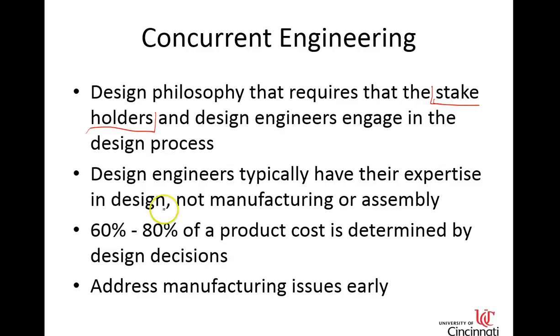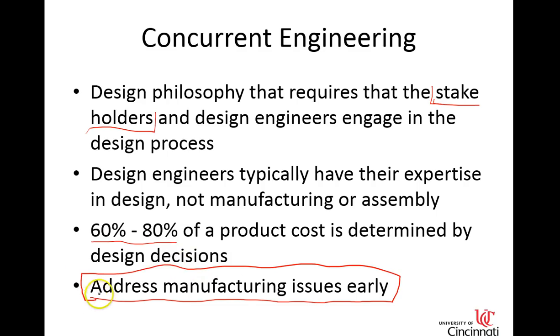Again, as we said before, 60 to 80%, or 70%, of the pie chart of the product cost is determined by design decisions. So concurrent engineering addresses manufacturing issues early. Again, that is very important. That is one of the beauties of concurrent engineering. You address the stakeholders' concerns when you're still in the conception phase, or well before you've nailed down the design.